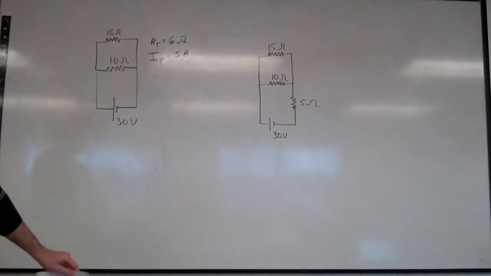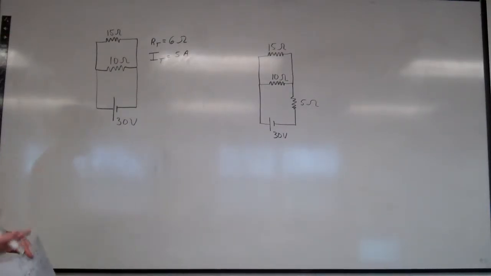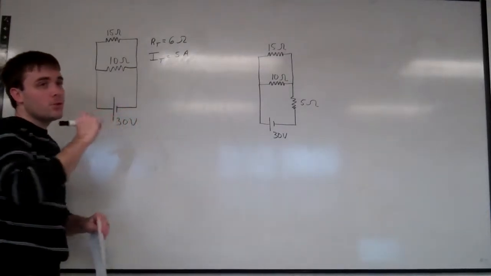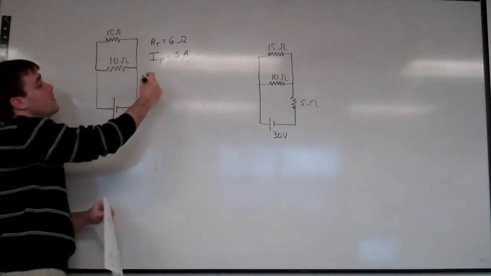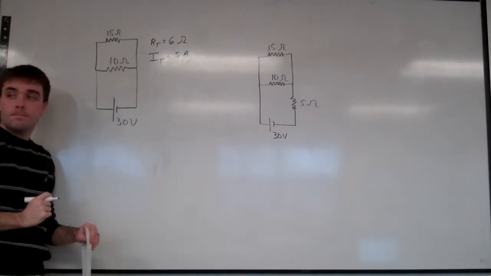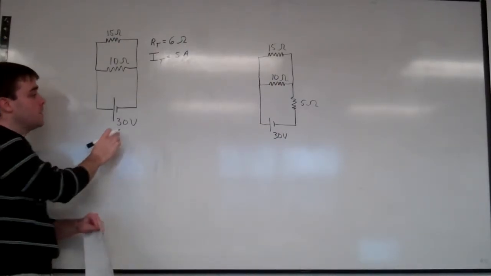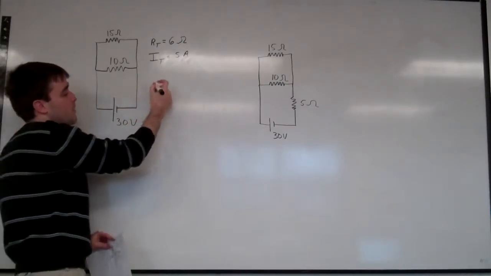What we're looking for here, guys, is the current through the 10 ohm resistor and the current through the 15 ohm resistor. So you need to figure out if that's going to be the same, different, or decrease. Okay. So what's the voltage across each one of these since they're in parallel? The same. What is the number though? 30. So the voltage across 10 is 30.